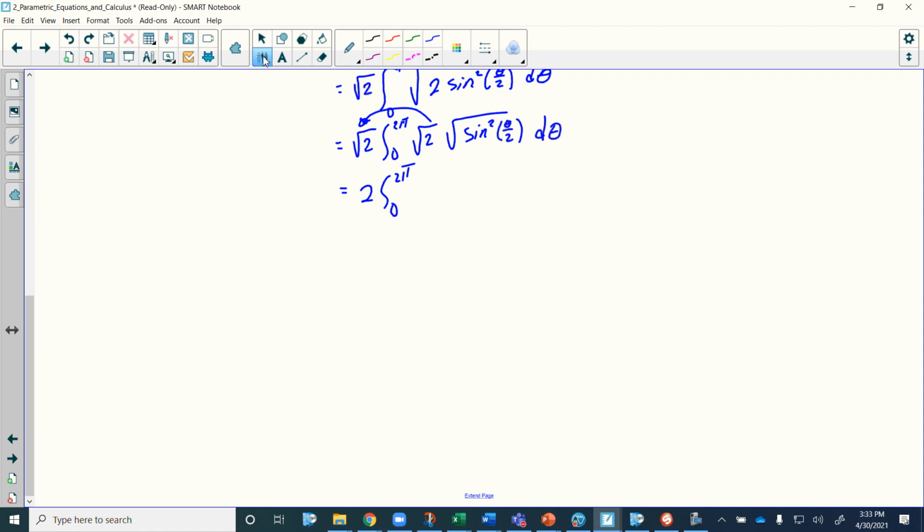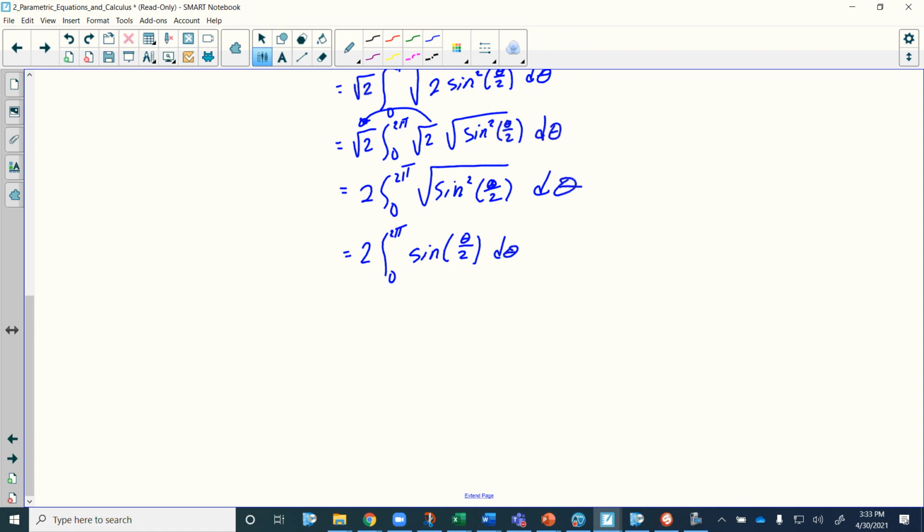And we have the square root of sine squared of theta over 2 d theta. And the nice thing about what we've done by identifying the trig parts that we can work with, we have the square root of sine squared now. And the square root of sine squared is just going to be sine. So here I have 2 times the integral 0 to 2 pi of sine of theta over 2 d theta.